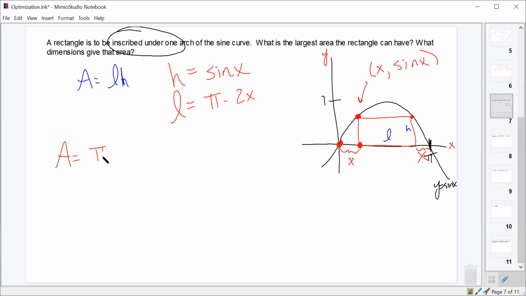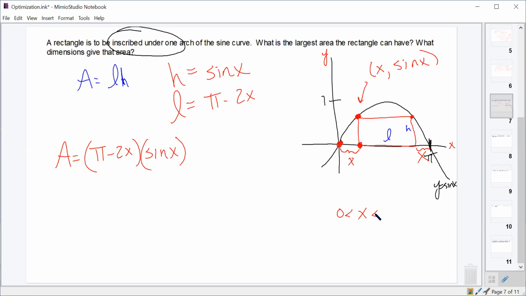So our area is just pi minus 2x times sine x. Everybody good with that? Yeah. Cool. Let's think about the domain of this. x needs to be at least 0, right? x has got to be more than 0. We have to go over somewhere to get a rectangle. So we know that x is greater than 0.